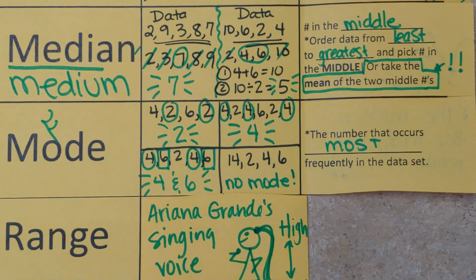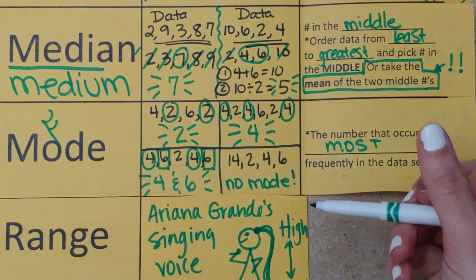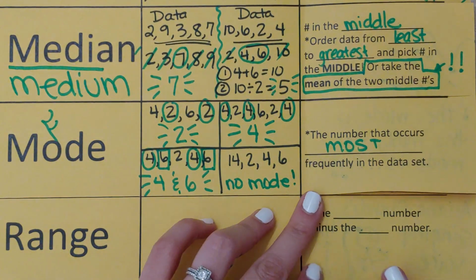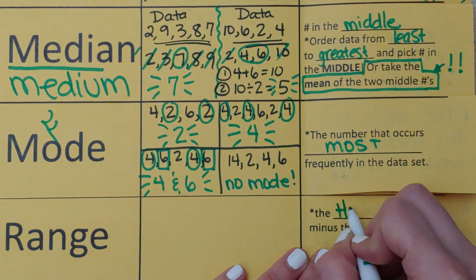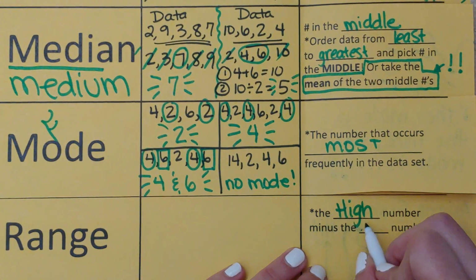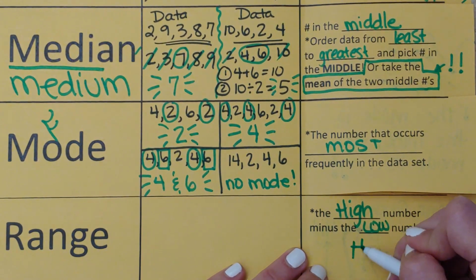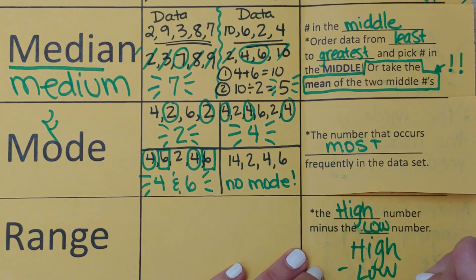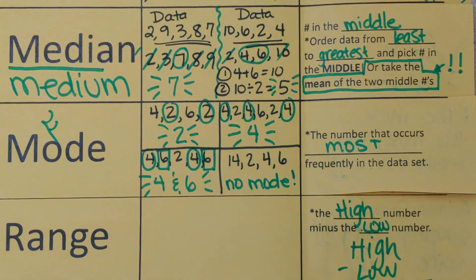There she is. Okay. Ariana Grande's singing voice is going to be our reminder for range, because she sings really high and really low. And it's really just that. It's taking our highest number minus our lowest number. Our high minus our low is going to give us our range.